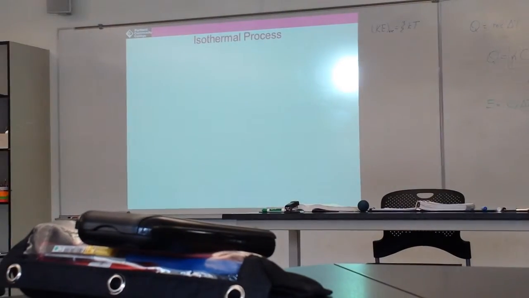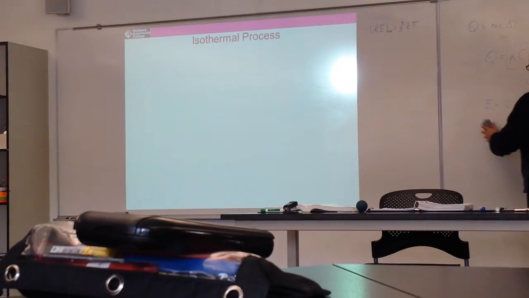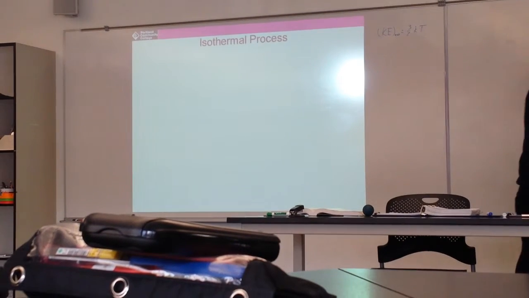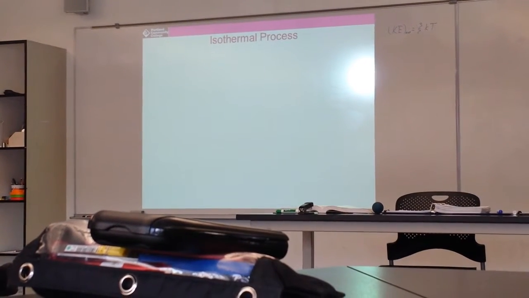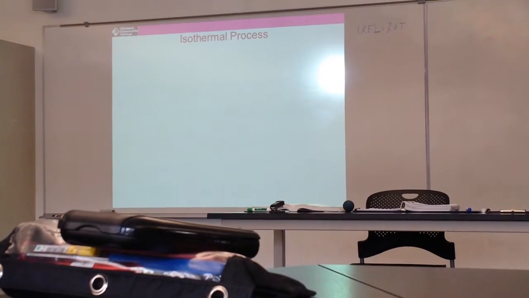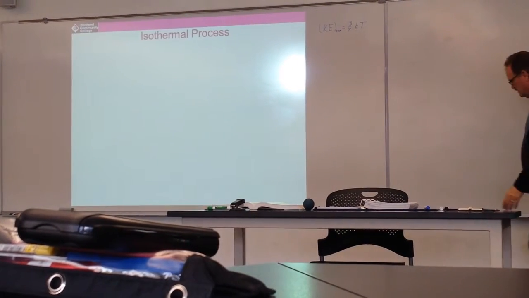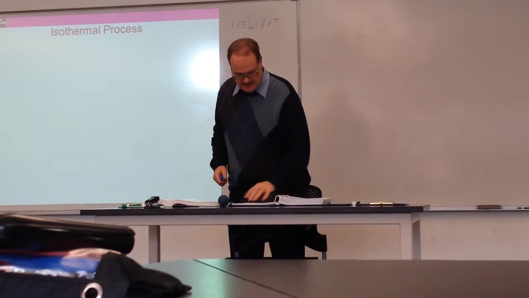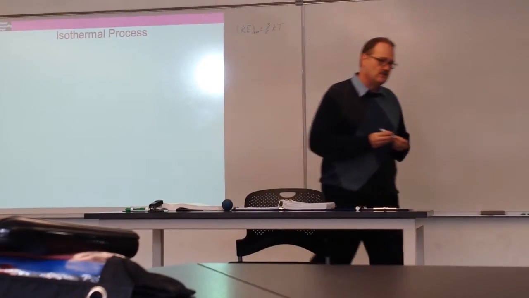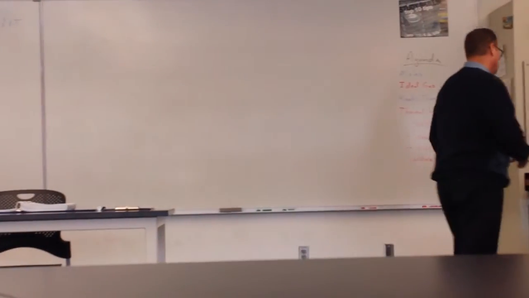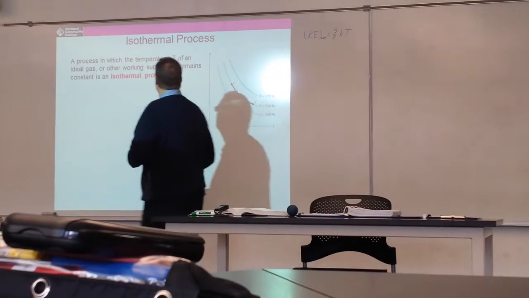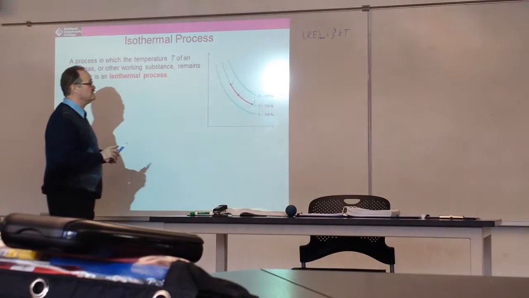All right, now let's go talk about these thermal processes. There are 4 basic thermal processes. What distinguishes them is the thing in the process that doesn't change. So the first one is a process where temperature doesn't change. That's an isothermal process. So a process in which the temperature of an ideal gas or another working substance remains constant is called an isothermal process.